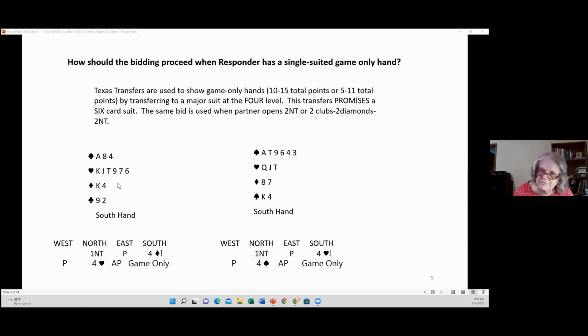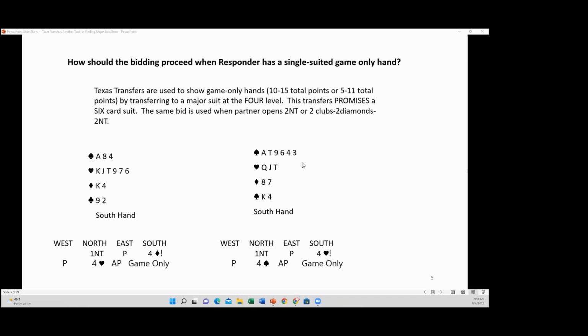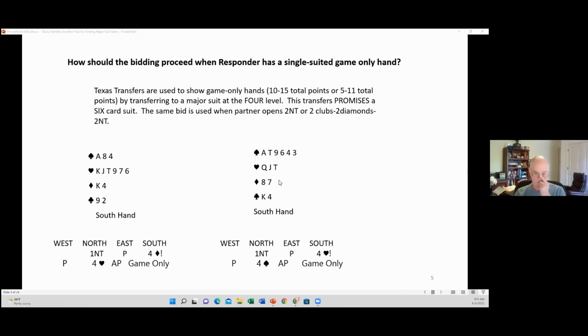This is not good enough to be in slam territory following a 1 no trump opening, because North has boxed in his hand. He has a maximum of 17 high card points. Now, here's an example of a hand that has a 6-card spade suit. And notice it's not a great 6-card spade suit. But on the other hand, he has 10 high card points in his hand. This is certainly enough for game. There are 2 doubletons, so we really want to play in spades here.